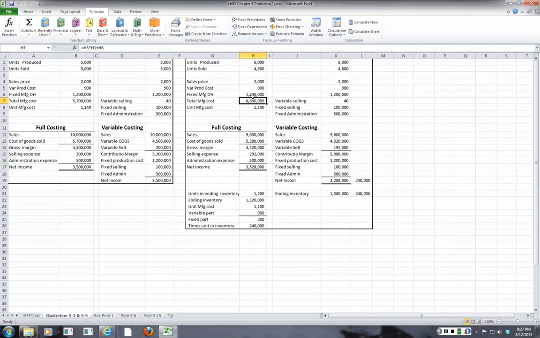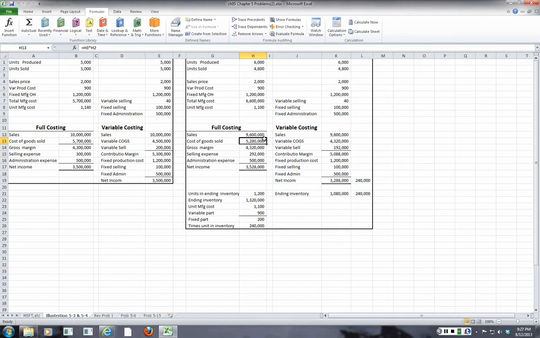So that comes up to $6.6 million, and then we divide that by 6,000 units, and the product of that division is $1,100 per unit. So now coming up with the full costing income statement, we multiply our sales by $2,000, or 4,800 units multiplied by $2,000 gives us $9.6 million in sales.